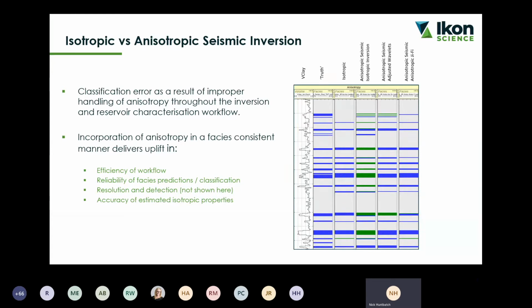So you might say, okay, I've done a good job here, I've adjusted my wavelets correctly, and I'm coming up with quite a nice little prospective interval. But actually, it would be a complete misnomer, which is coming out from the fact that still we haven't captured the impact of anisotropy correctly.